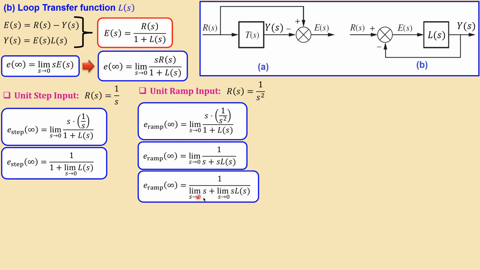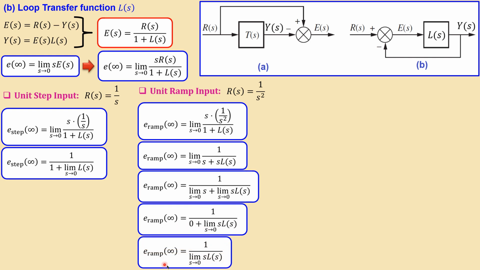You can see this will approach 0 because when you approach the s to 0, the term s will be 0, but this will be some value we need to calculate later on. So we have in total this expression, and it will be again simplified to this expression. So in the final form, your ramp input formula will be this. Your step error formula will be then this.